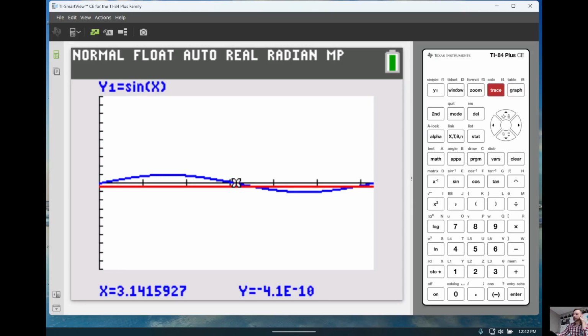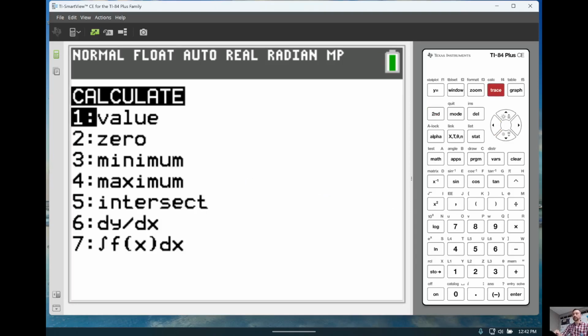And simply using trace and getting the cursor close to those is not good enough. You need to be able to get it within 3 decimals for calculus. So if you do second trace, I'm guessing you probably use this one a lot in Algebra 2, calculate 0. Y'all did that in Algebra 2? Okay. Well, you need to make sure you ask about it second semester then.